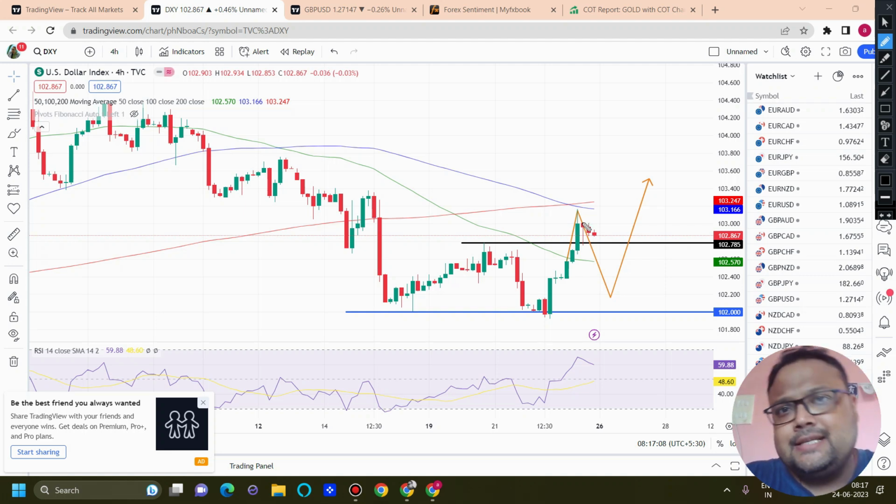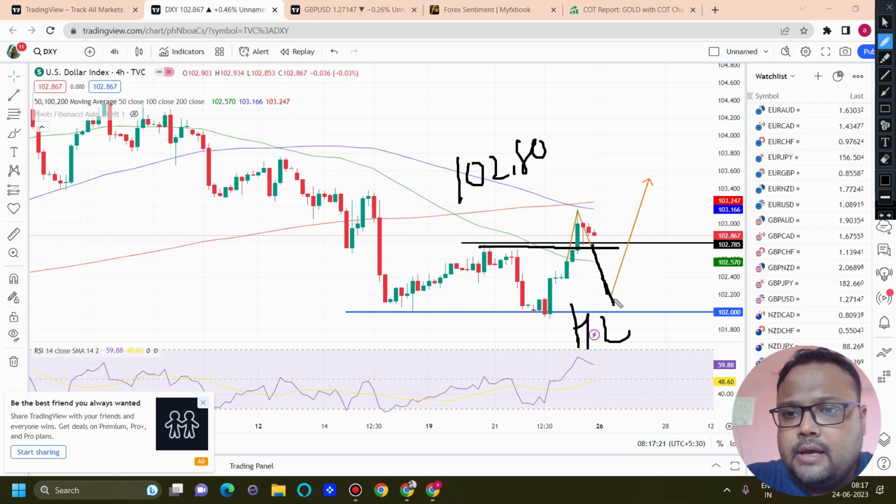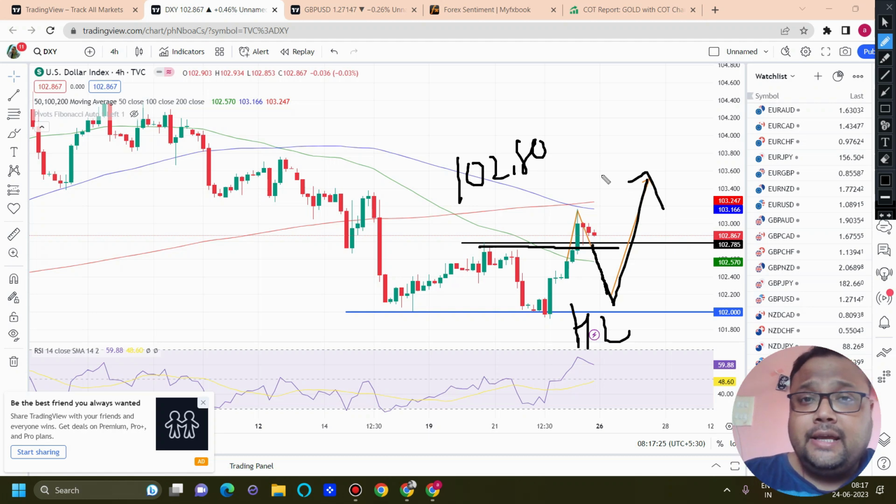There's a high chance that by Monday or Tuesday, DXY either will take support around this area, the previous resistance of 102.80, or DXY will form a higher low here and bounce back again. So there's a high chance that DXY is going for a trend reversal for the next couple of days because of fundamentals. Fundamentals are pushing DXY towards the upside.